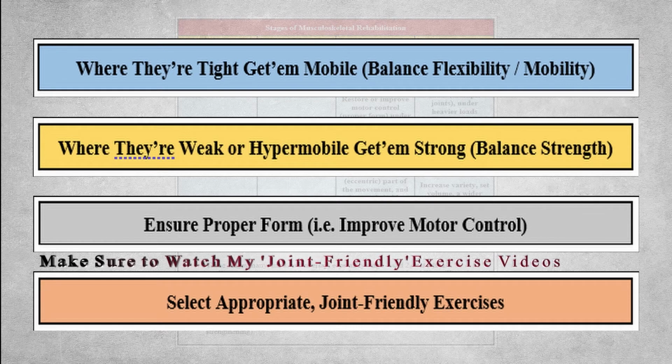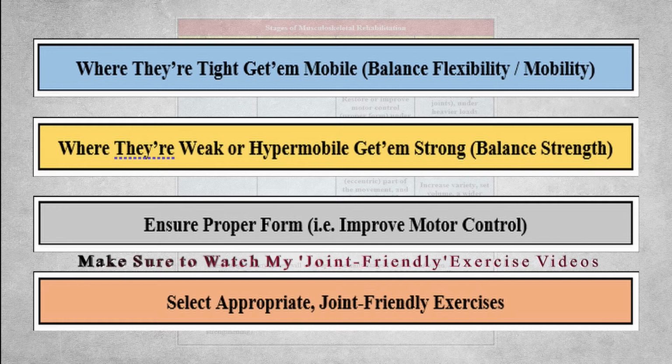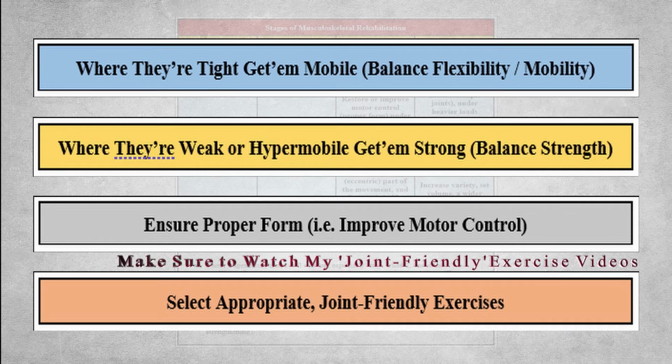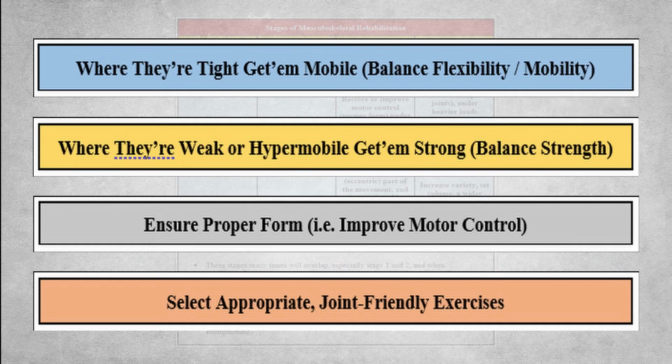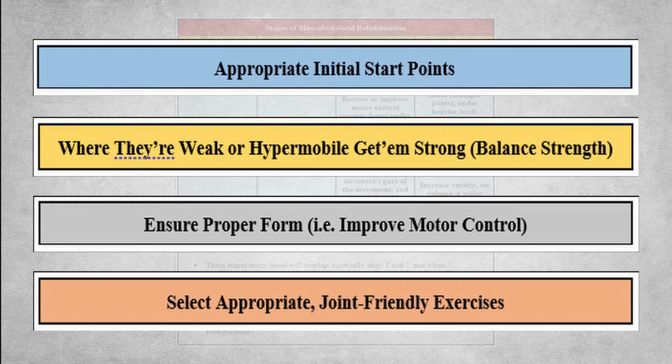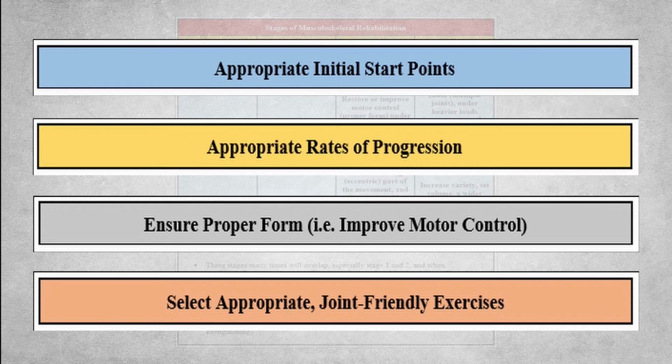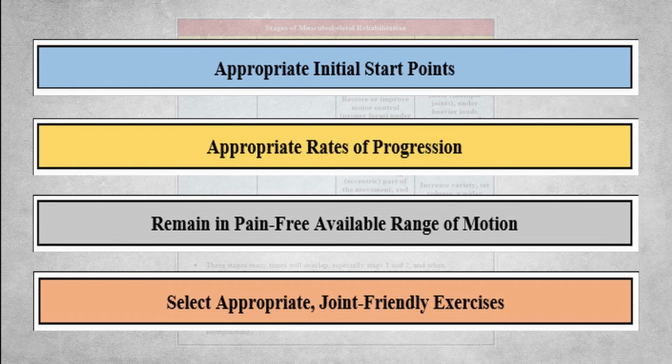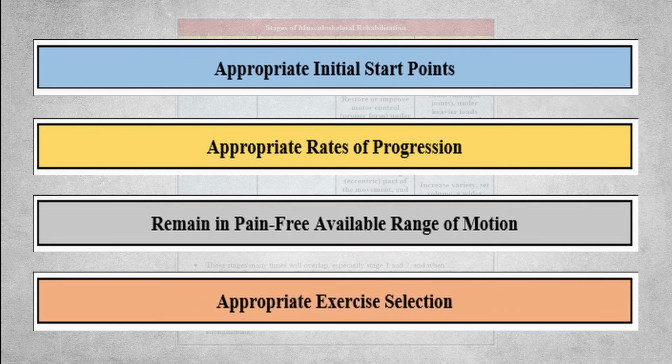Because it really doesn't matter what the diagnosis or condition is. There are joint-friendly exercises for each major joint in the body, which by their very nature reduce the stress on the joint. And because of that, allow you to continually progress in loads as long as you're doing it in small tolerable increments. And that's the reason why, with appropriate initial start points, appropriate rates of progression, staying within the person's pain-free available range of motion, and choosing joint-friendly exercises for the areas where they have joint pain, allows resistance training to be a safe mode of exercise for pretty much everyone on this planet, no matter what their condition is.